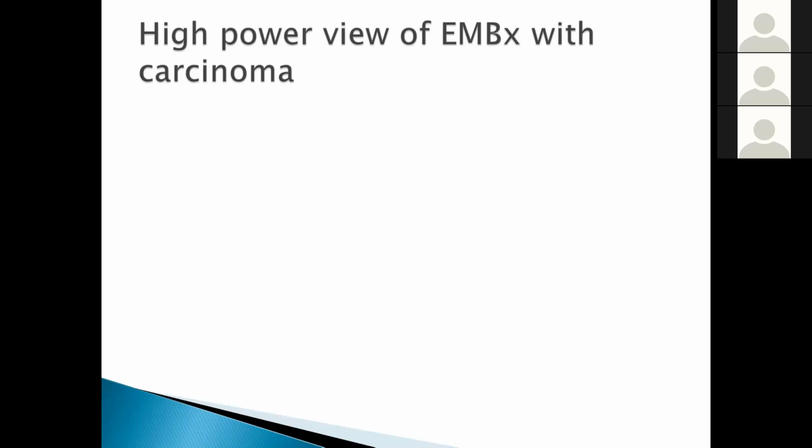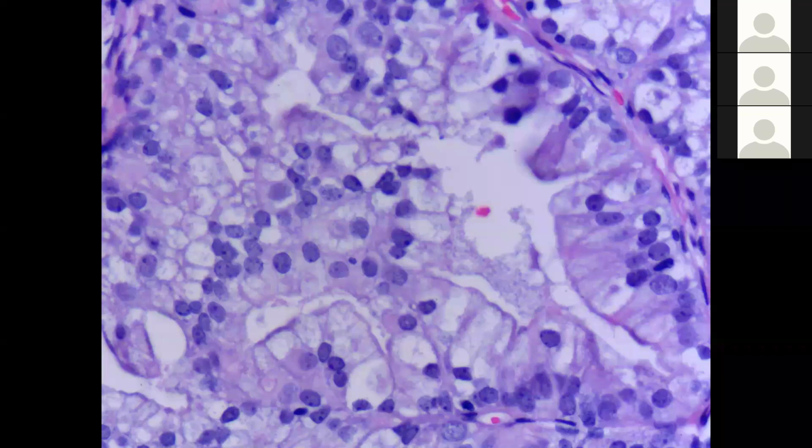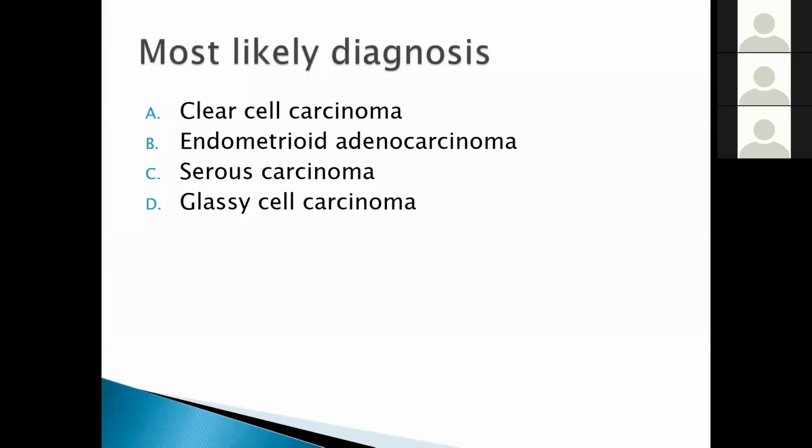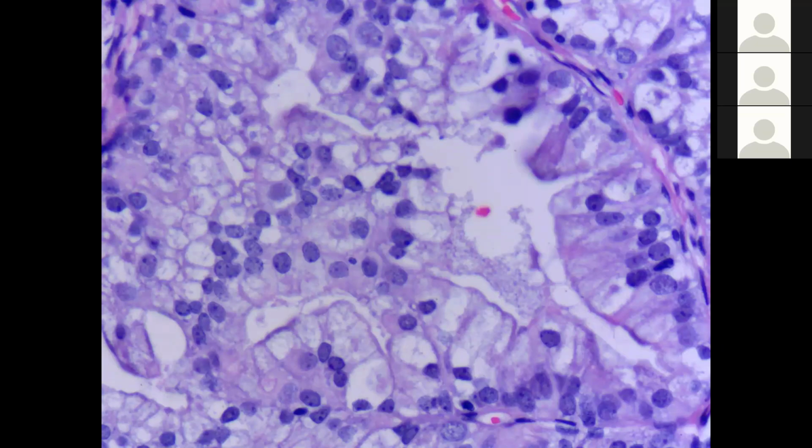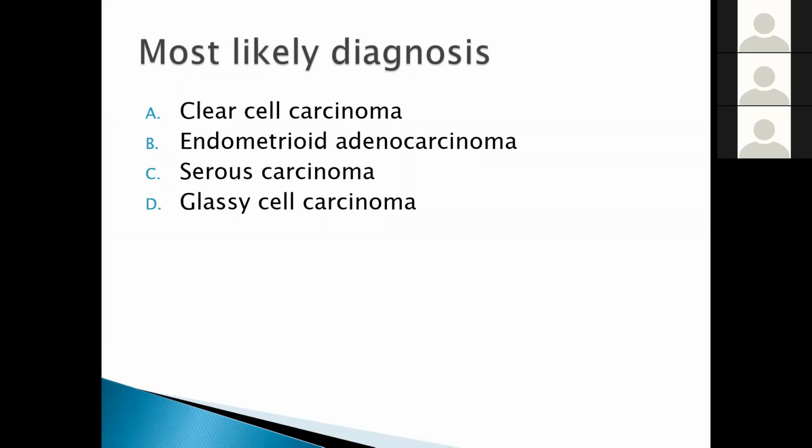Endometrial biopsy. This is a carcinoma, and it's a high power view. The question is, what are these changes? It's cleared out. So what do you think this clearing represents? We talked about clear cytoplasm. Clearing of the cytoplasm can be mucin, can be glycogen, can be other things, secretory change.